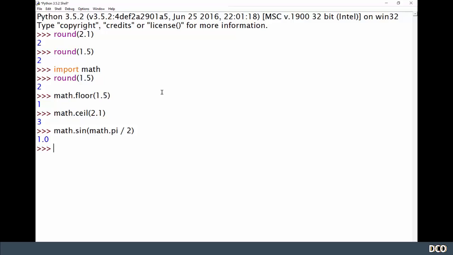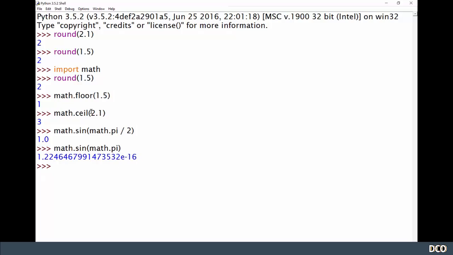Likewise, if we type math.sin of math.pi, then we're going to get 0, or almost 0. As you can see, we get 1 times 10 to the minus 16, which is a very, very small number, but it isn't exactly 0.